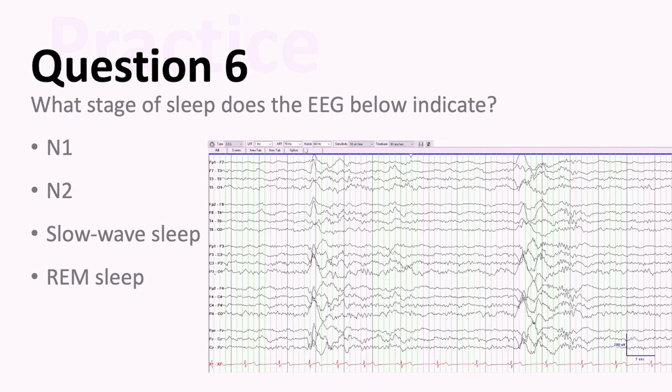Question 6. What stage of sleep does the EEG below indicate? You want to look for identifying features of certain stages of sleep. What do you see? If you answered N2 sleep, you would be correct. N2 sleep is identified by K complexes as well as sleep spindles.